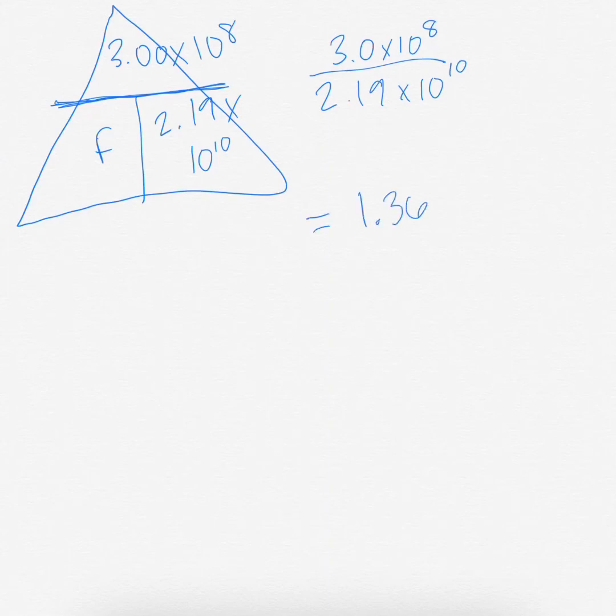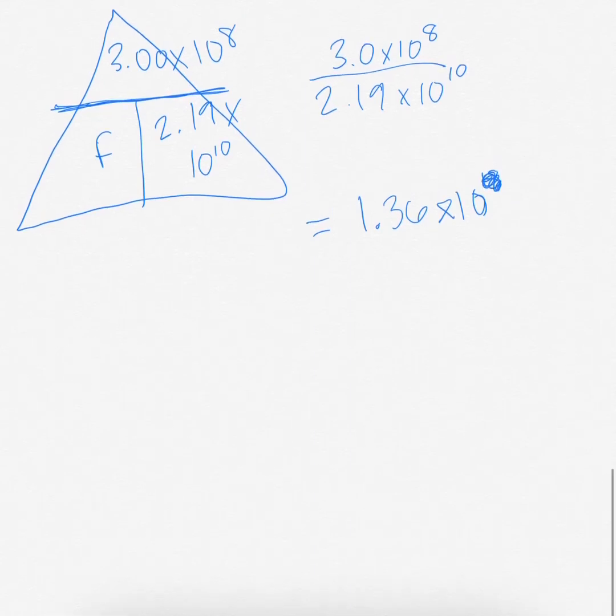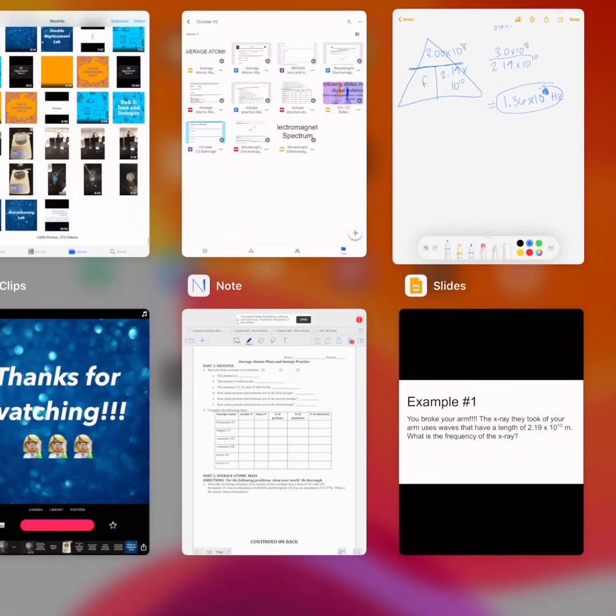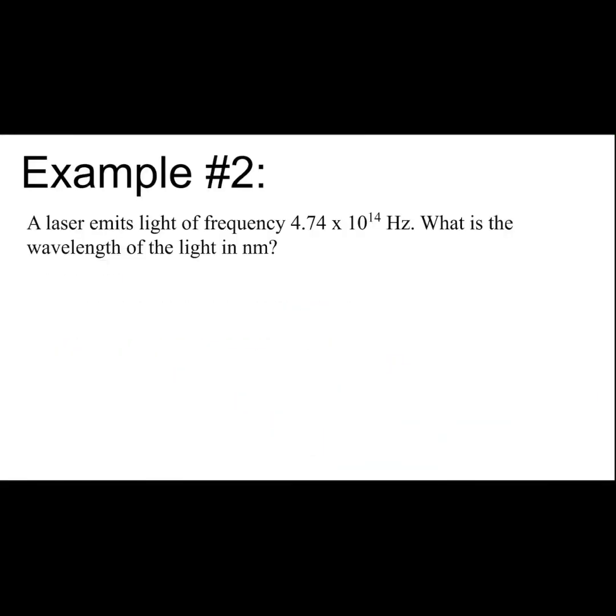When you do that, you should get this answer, 1.36 times 10 to the 18. It can be in scientific notation. Oh, nope, I definitely wrote the wrong number there, sorry. Times 10 to the negative 2. Since this is frequency, my unit of measurement is a hertz, Hz. That's my answer for that one. Let's look at the next one.